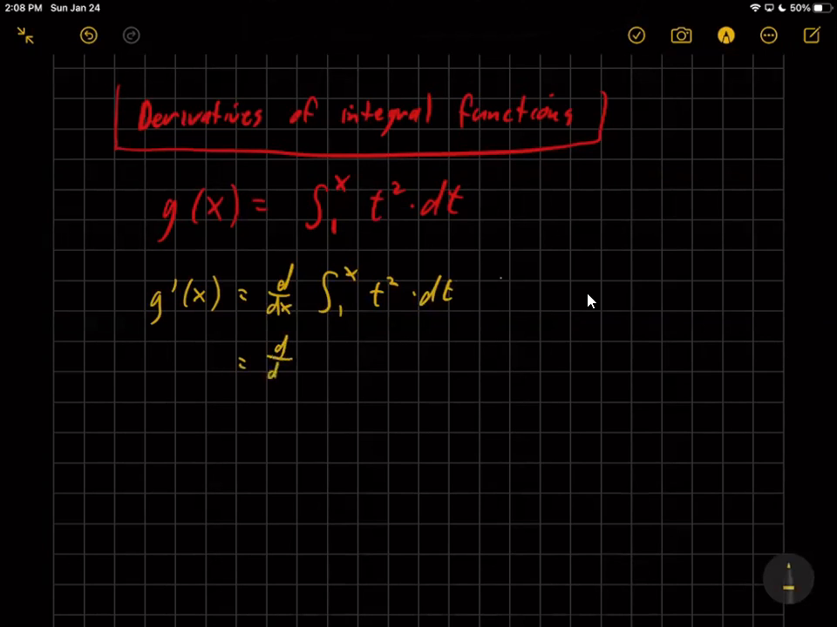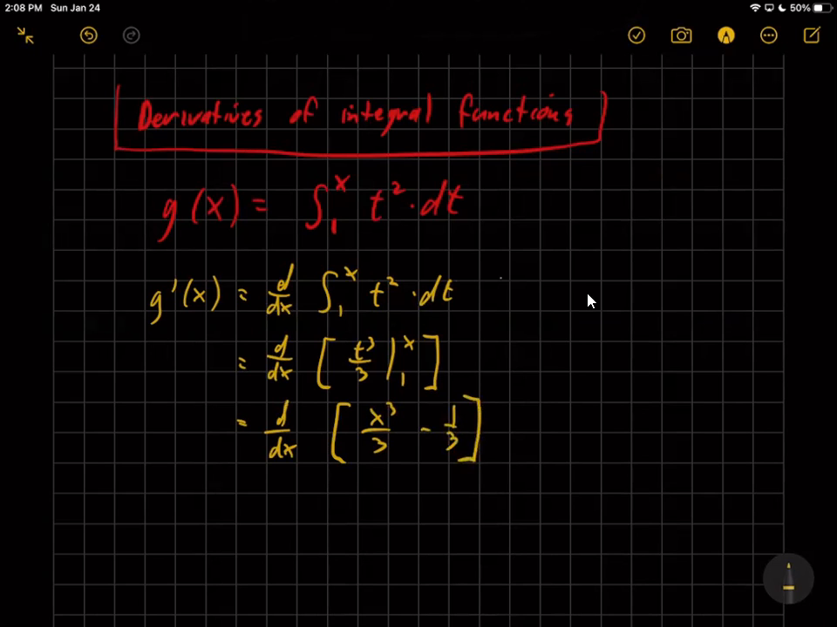Well, we can just work our way through that. When I use the fundamental theorem of calculus, this would be t cubed over 3 evaluated on the interval from 1 to x. So the upper limit is changing as x changes. Then we leave the derivative with respect to x out here, and we would get x cubed over 3 minus 1/3.